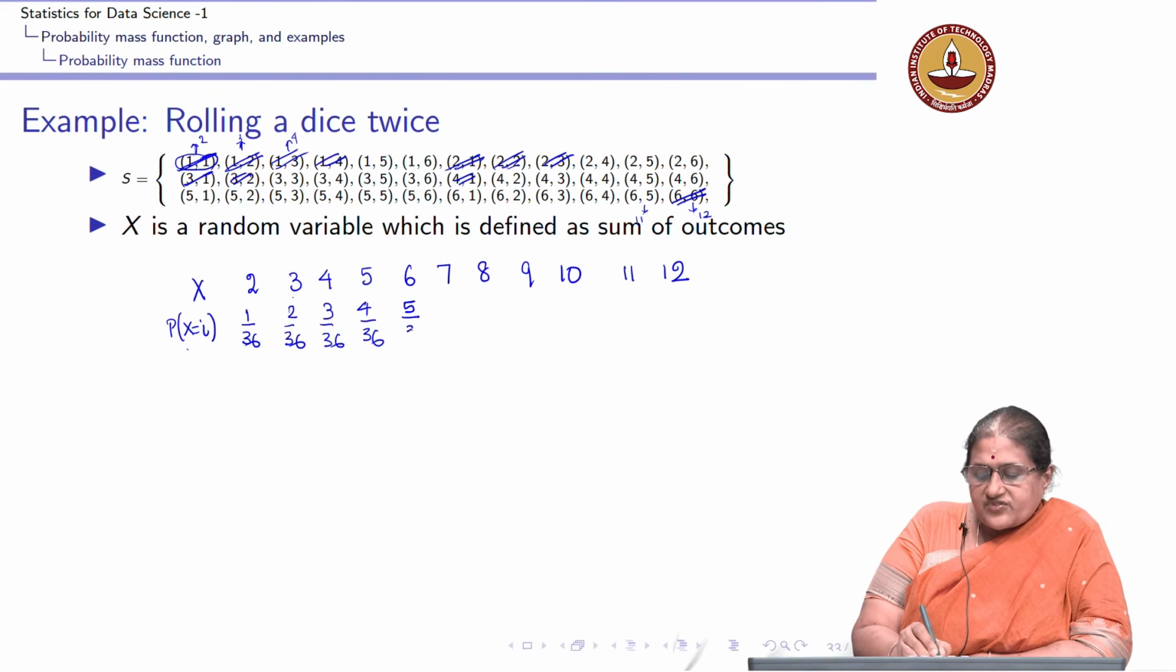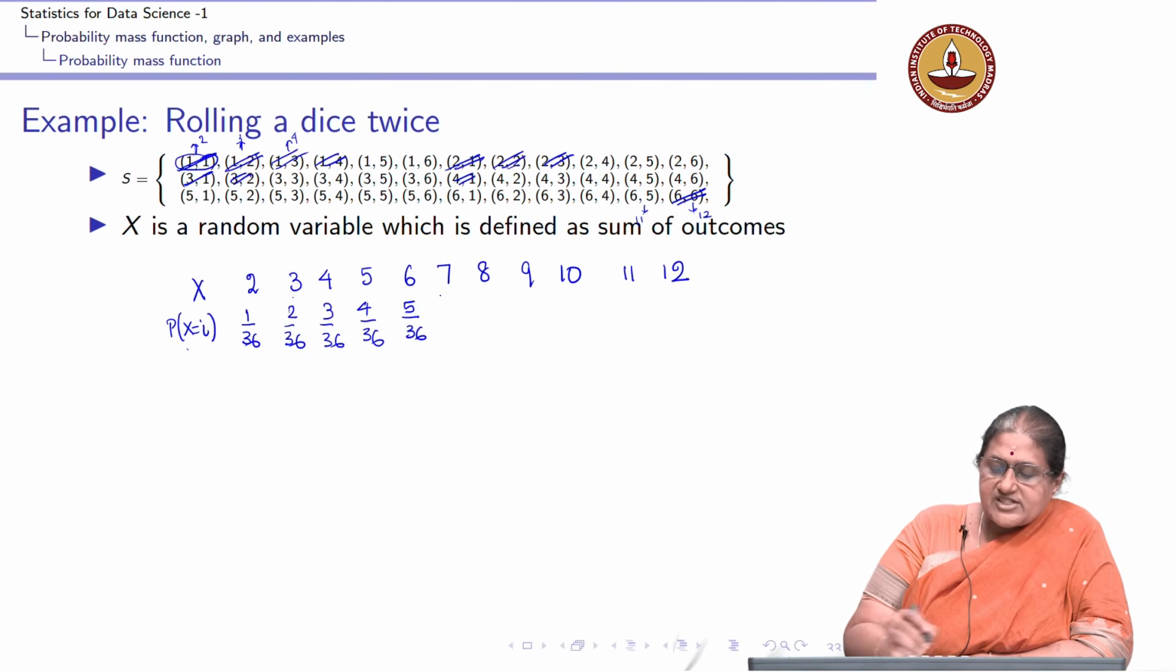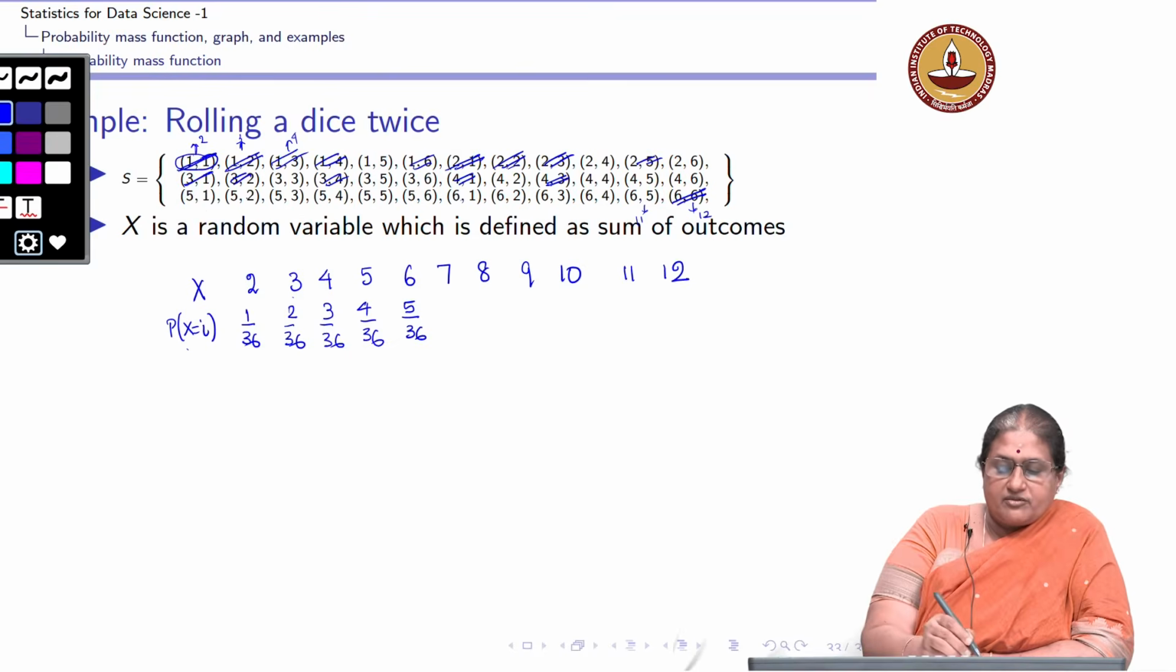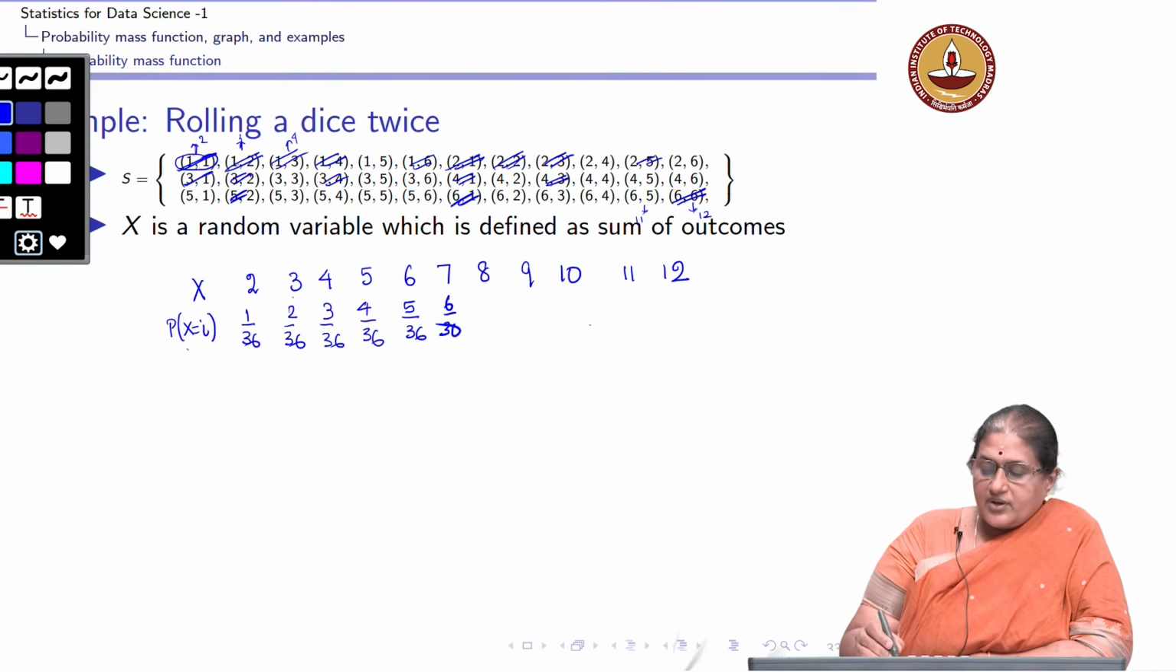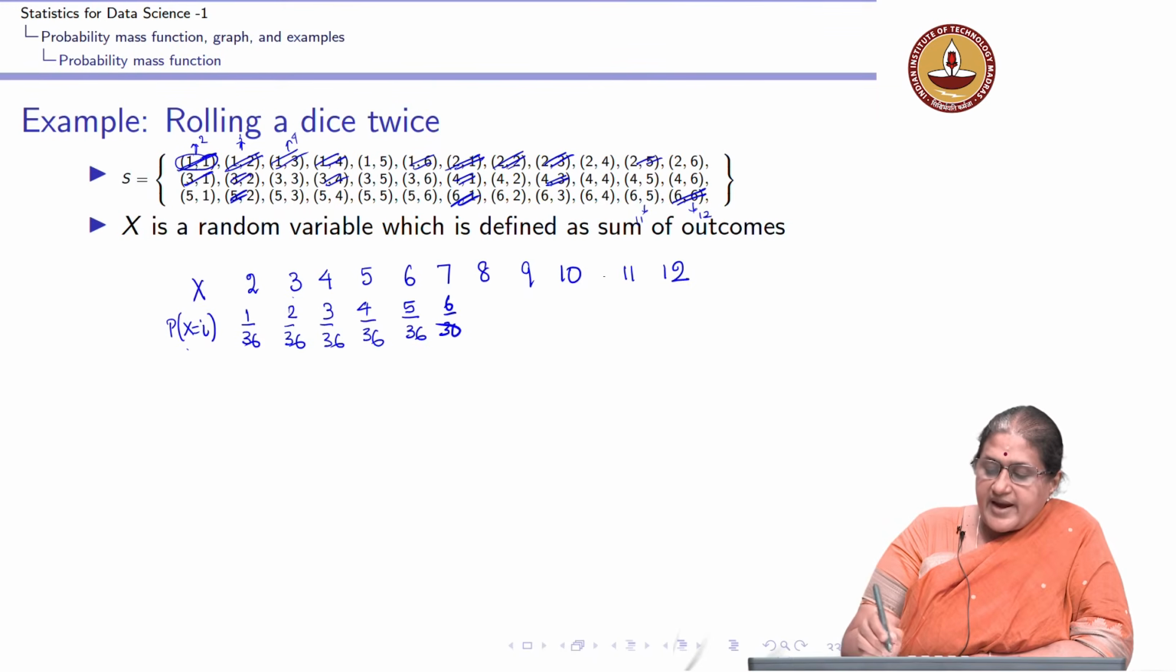This you can check as 5 by 36. X equal to 7 is 1, 6, 2, 5, 3, 4, 4, 3, 5, 2 and 6, 1, which is 6 by 36. Similarly, this would again be 8. I know 8 would come from 6, 2, 5, 3, 4, 4, 3, 5 and 2, 6. So again, this is 5 by 36. You can verify for all other values.